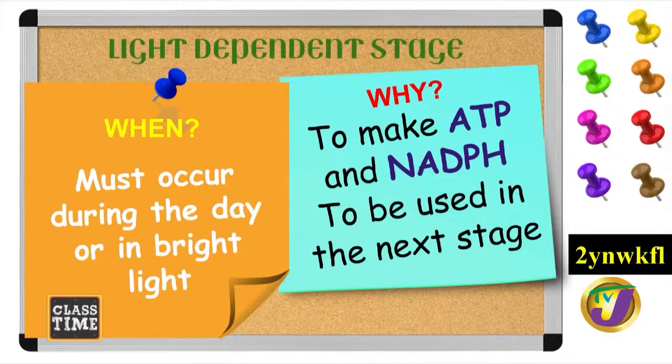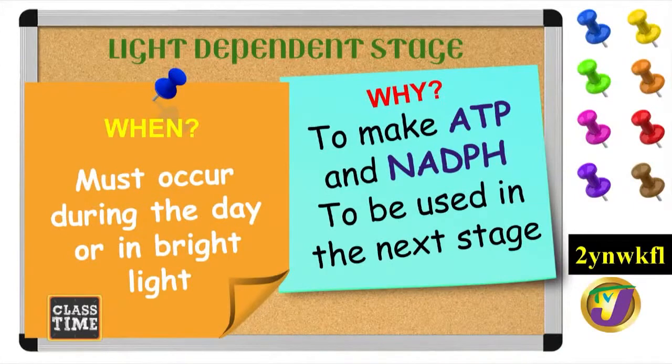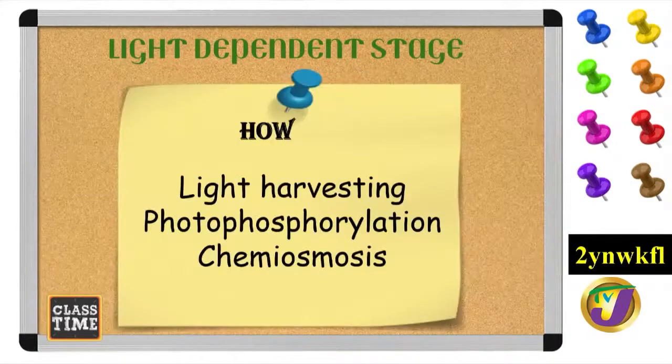Why is the light-dependent stage of photosynthesis important? It is important because it is the stage that makes ATP and NADPH, and both of these substances are used in the next stage of photosynthesis, which is the light-independent stage. And we will look closer at these later on.